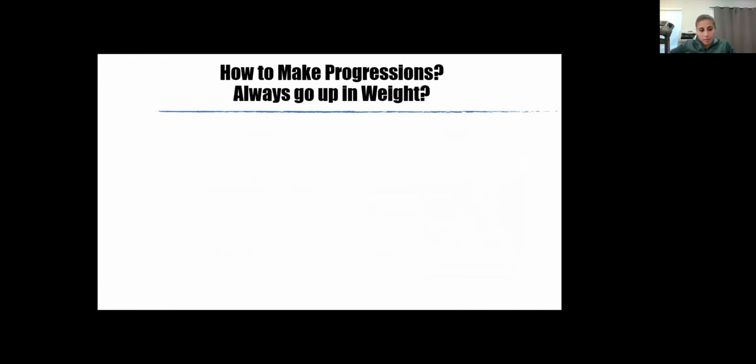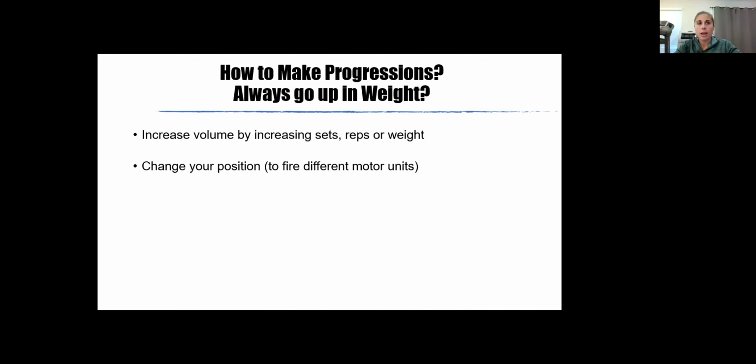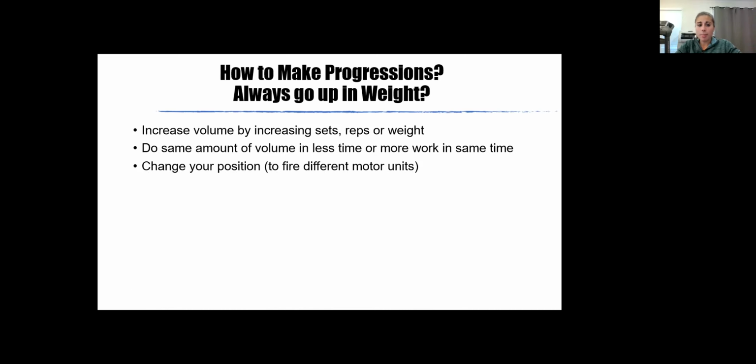Okay, so we're almost there. I'm sure it has been a gloomy day, and hopefully some of you are still there with me. But when we are talking about progressing a client, we're not always just going up in weight. It's increasing sets, reps, or weight. Again, it's not always about going up in weight. We can play around, add another set. We can manipulate our reps. Do the same amount of volume in less time, more work in the same time.